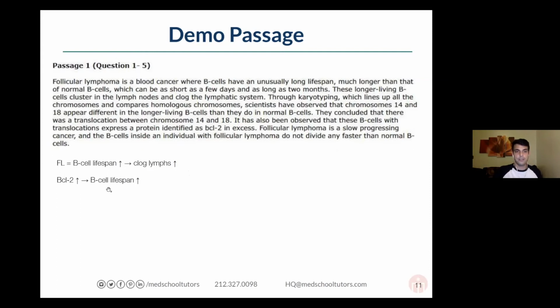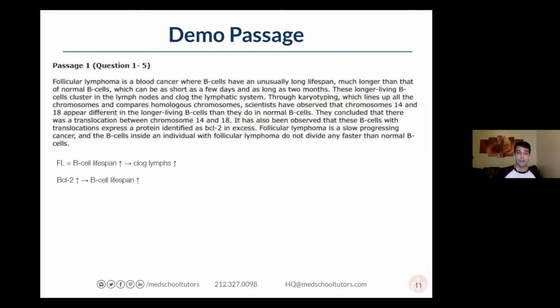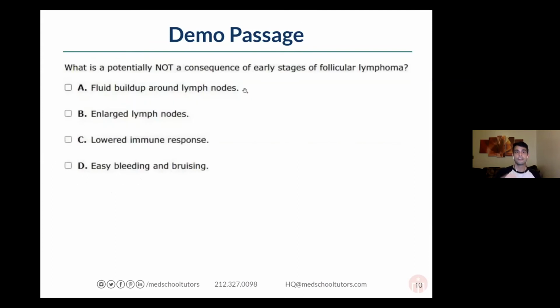So now we have a good bird's eye view of what follicular lymphoma looks like. I'm just going to focus on this first top line, right? FL equals B cell lifespan increases, which leads to clogged lymphs increasing. So going back to this question, what is potentially not a consequence of early stages of follicular lymphoma? Well, we know that follicular lymphoma basically leads to clogged lymphs. So which of these would not be a consequence of clogged lymphs?